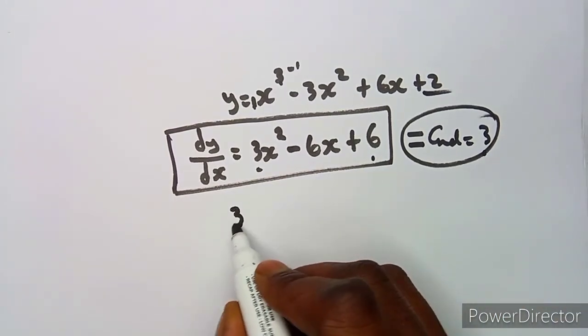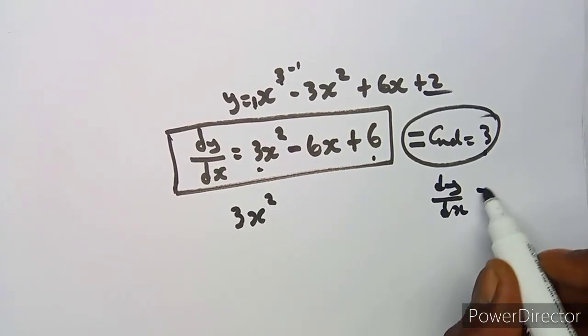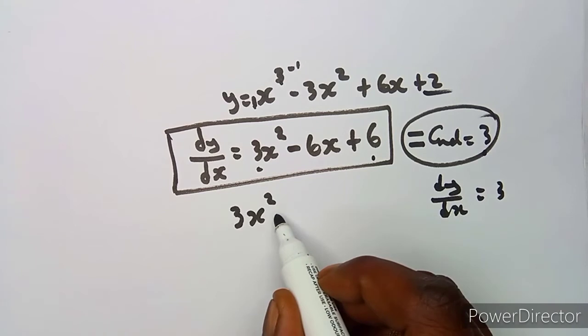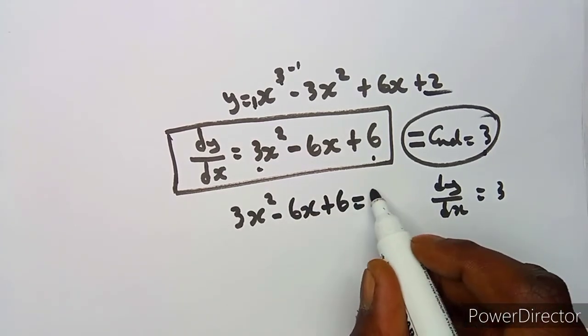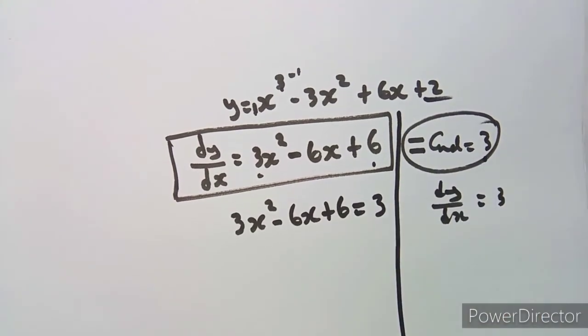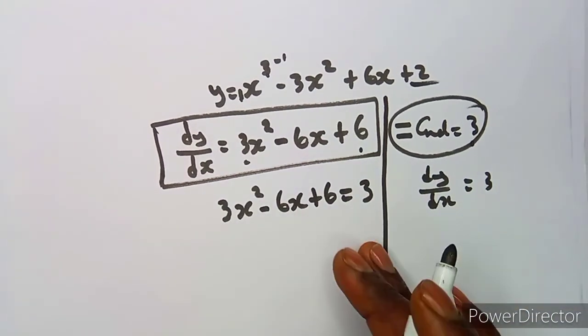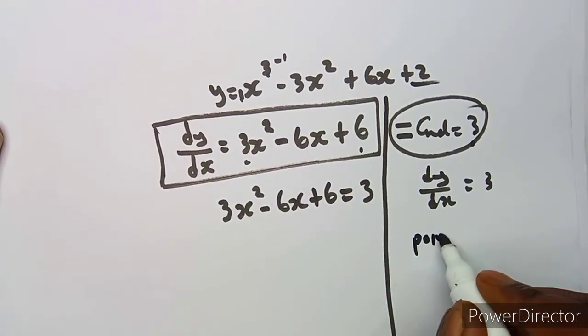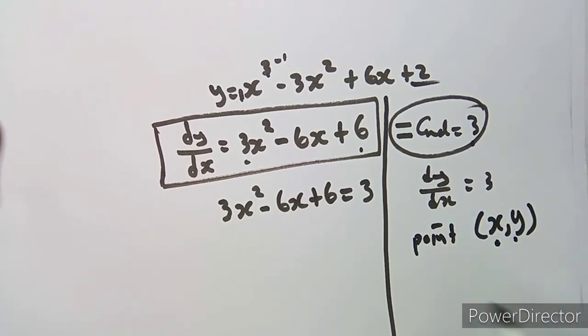So you're going to equate this to 3. We said dy/dx is equal to 3, so 3x² − 6x + 6 = 3. If this is equal to 3, it means it's an equation that I have to solve. Remember, I want to find the point, which is the coordinate, and the point consists of x and y. So it simply means find the value of x and find the value of y. That is what the question means.